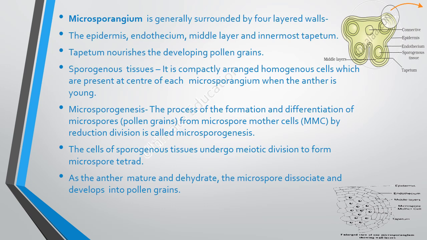Microsporogenesis is the process of formation and differentiation of microspores, that is pollen grains, from microspore mother cells, also known as MMC in short, by reduction division. The cells of sporogenous tissue undergo meiotic division to form microspore tetrads. As the anther matures and dehydrates, the microspores dissociate and develop into pollen grains.